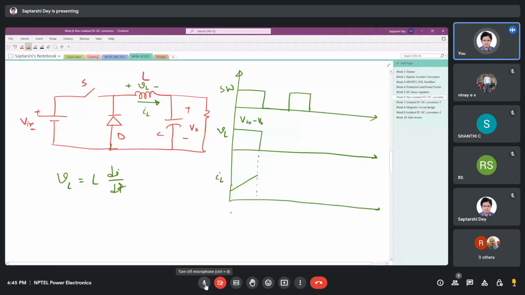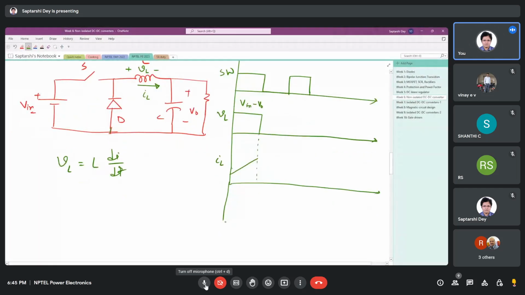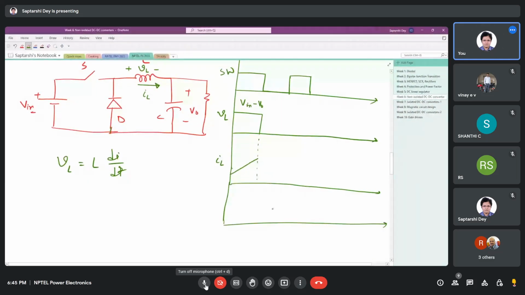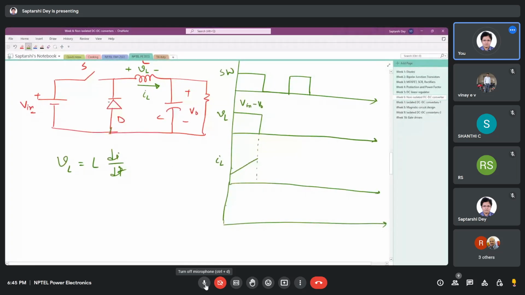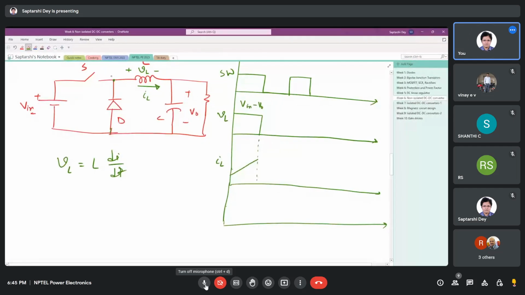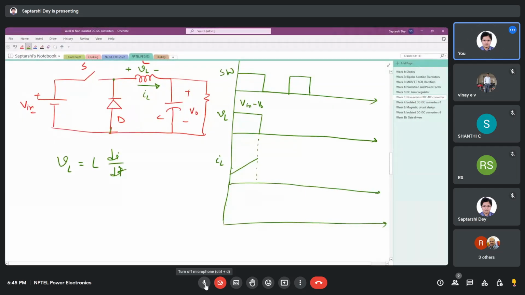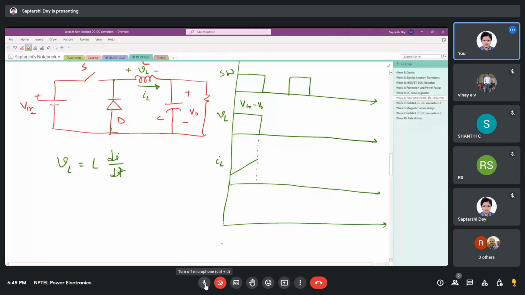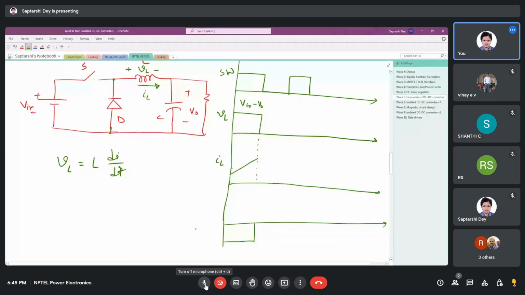So what is the voltage across the diode? We'll see. The voltage across the diode is, since the switch is closed, the node voltage here is V in and this is 0, so the voltage across the diode is minus V in, right?